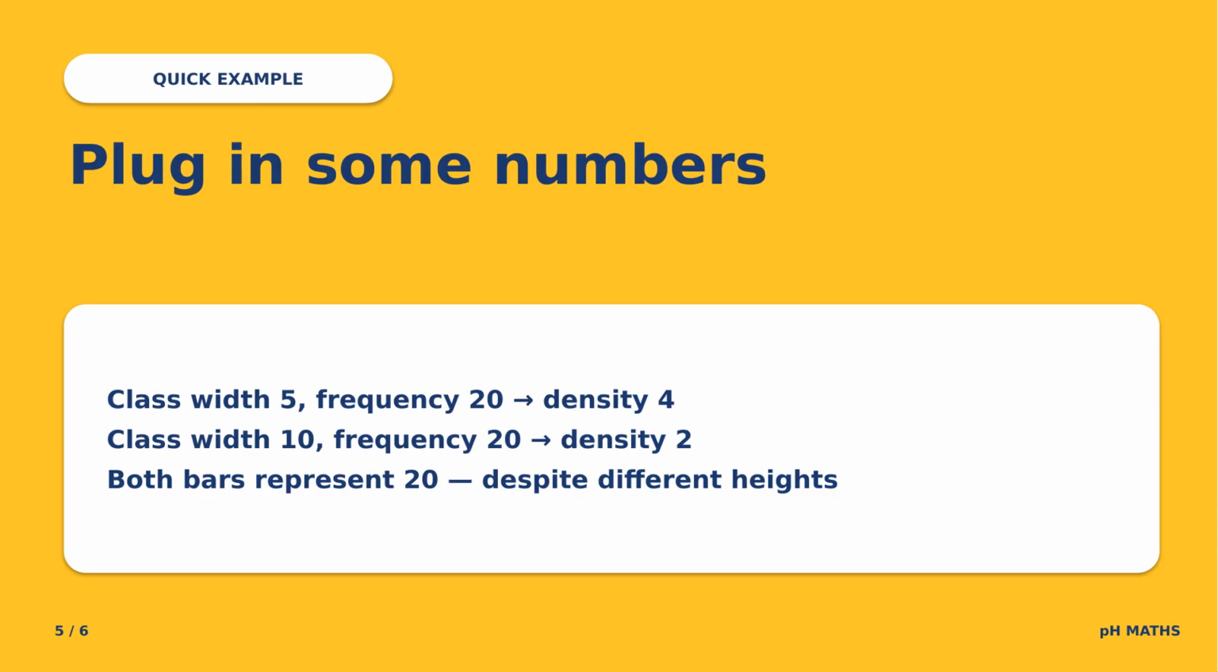Quick example: class width 5, frequency 20, density is 4. Class width 10, frequency 20, density is 2. Both bars represent 20 data points, but the second bar is half the height. Because it's twice as wide, the area still equals 20.